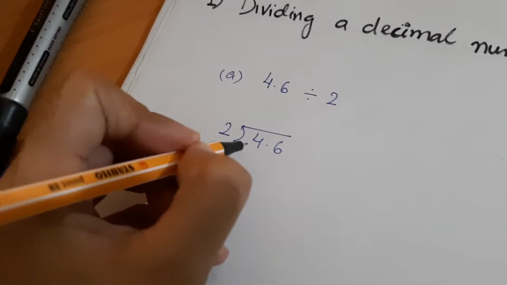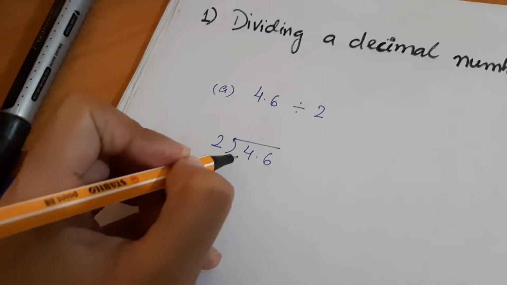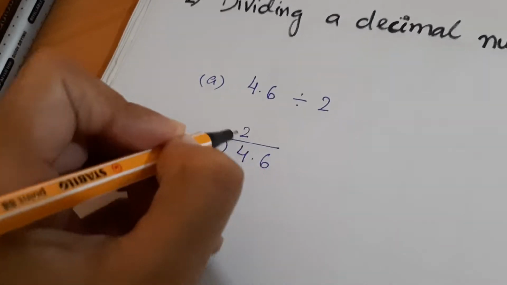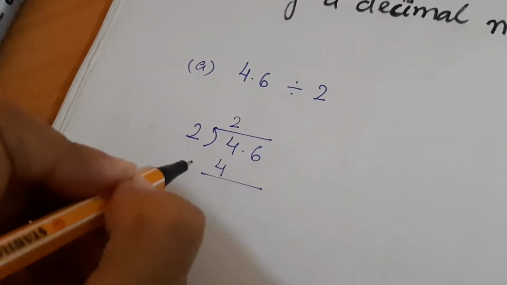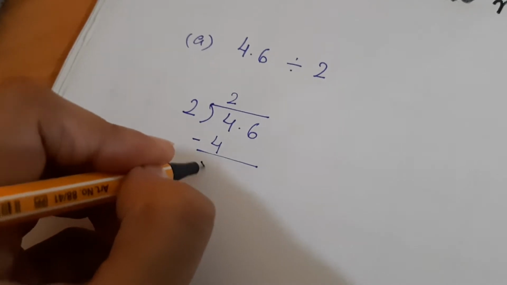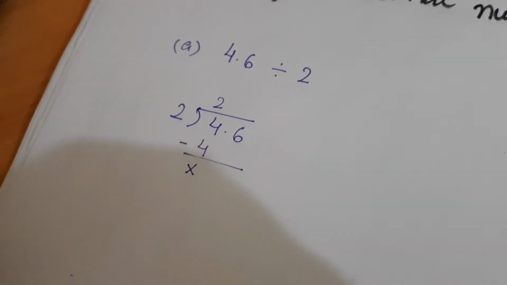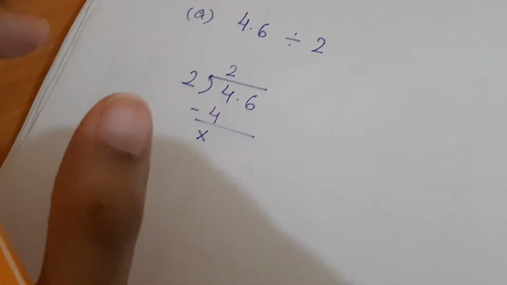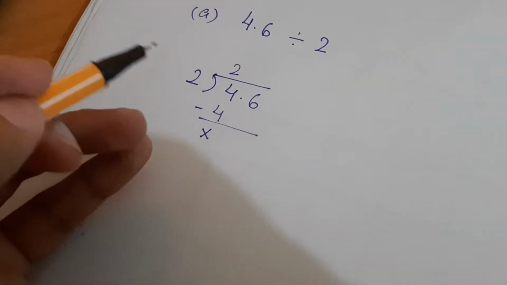So we are going to check whether 4 is divisible by 2 or not. Yes, 4 is divisible by 2. So 2 times 2 is 4. 4 minus 4, it's 0, or we can put a cross. You can either write 0 or put a cross. Now we are done solving this. That's it. The part before the decimal point is done.